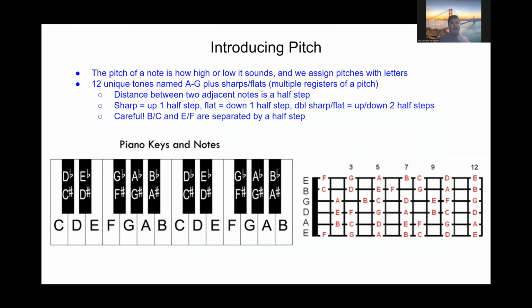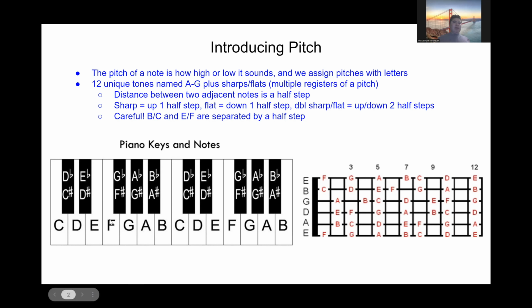So first we need to talk about pitch. What is it? Well, the pitch of a note is how high or low it sounds to us. As we move from left to right on the keyboard, the notes get successively higher. And as you can see, we have 12 unique tones and they're named with the letters A through G. There are multiple registers of the same pitch, so there's multiple Cs, multiple Ds, and so on and so forth.